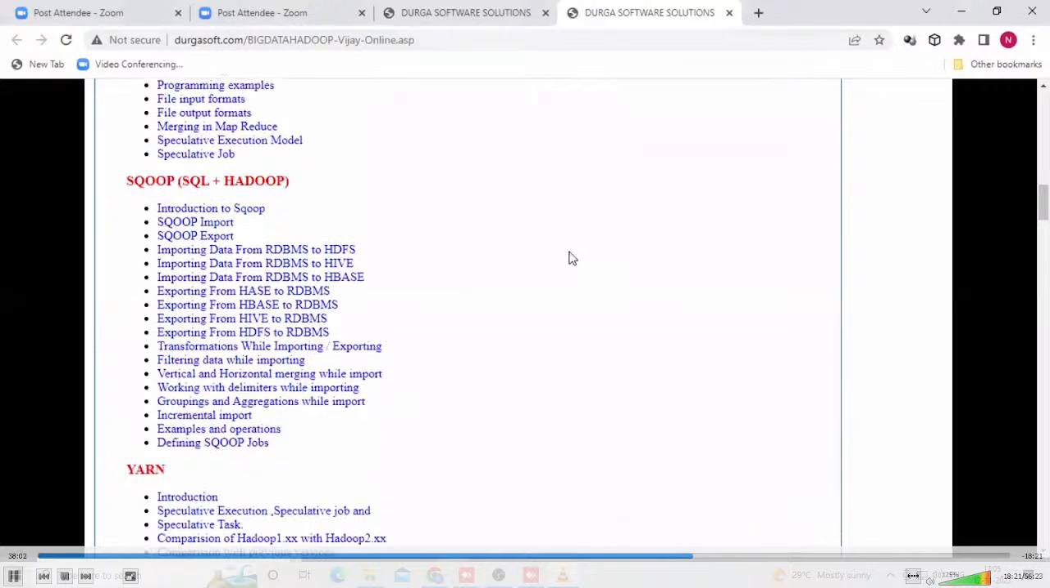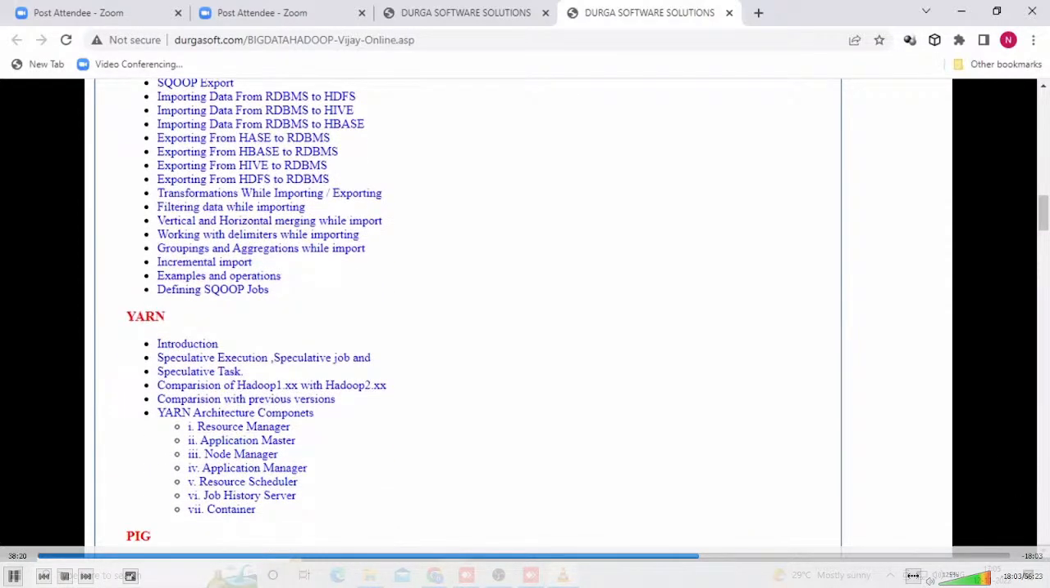And Sqoop is for import and export operations, for pulling data from databases to Hadoop, and exporting data from Hadoop back to databases. Then YARN, Yet Another Resource Negotiator. There were some architectural changes, and there were some problems in the Hadoop 0 and 1 versions. Everything got rectified from version 2, so we call it Yet Another Resource Negotiator. YARN architecture and YARN components: how the processing is going to happen.